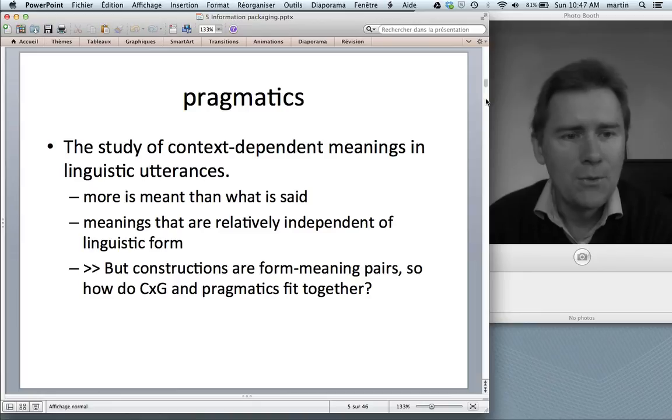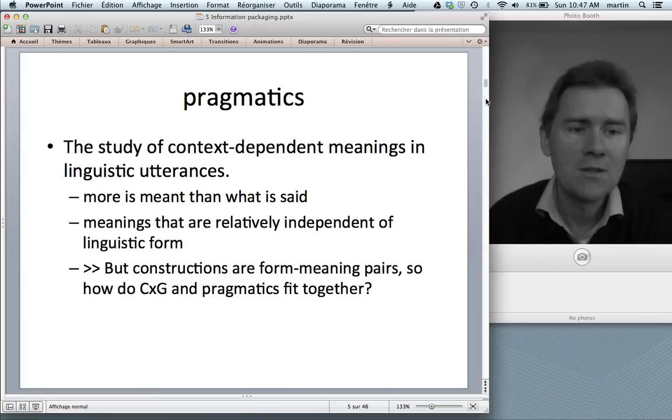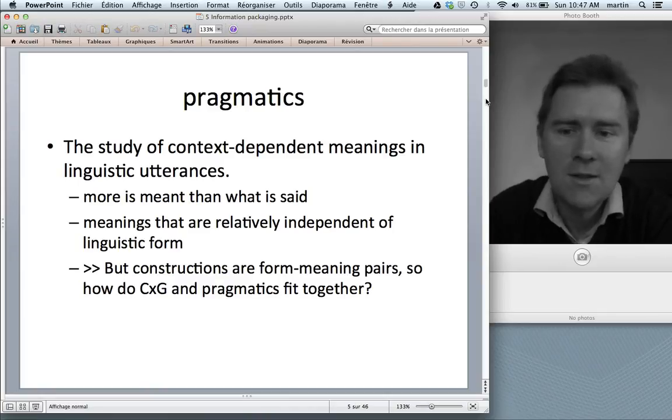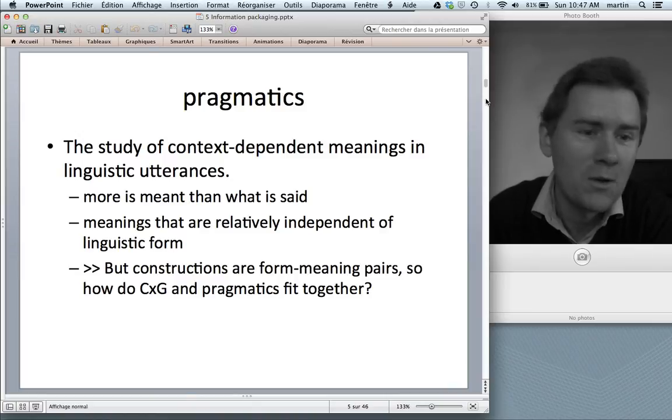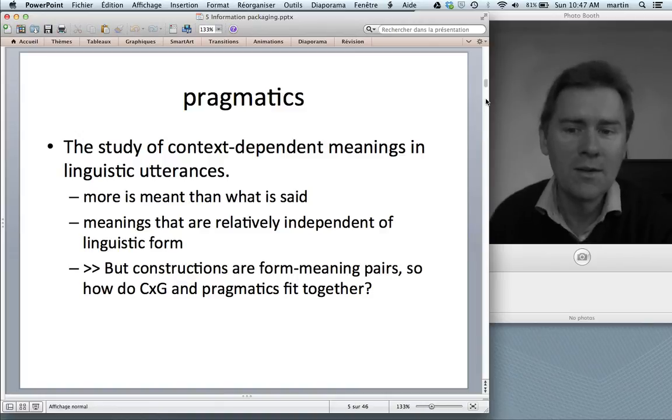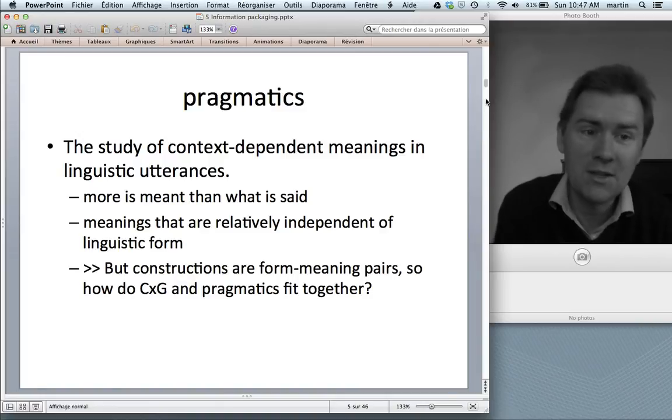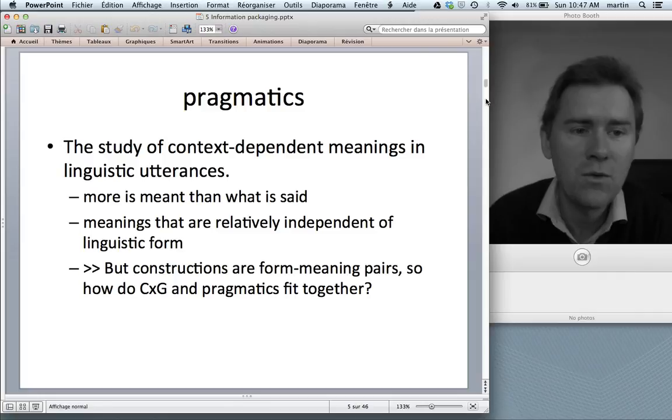So, you notice we are moving into the territory of pragmatics with information packaging constructions, and traditionally pragmatics is thought of as the study of context-dependent meanings in linguistic utterances. So if I had to summarize pragmatics in just seven words, I would say: pragmatics, more is meant than what is said. So we're dealing with meanings that are context dependent, and conversely they are relatively independent of linguistic form.